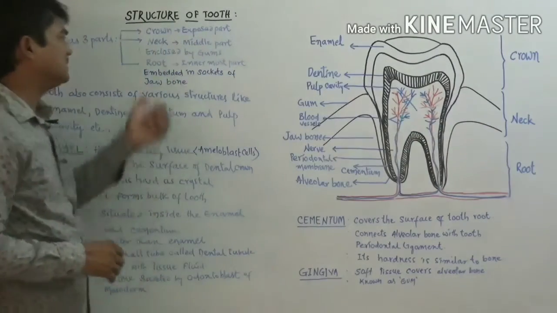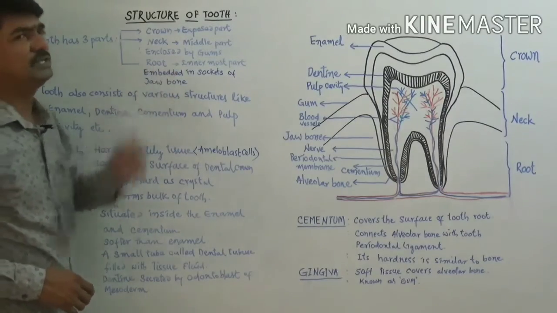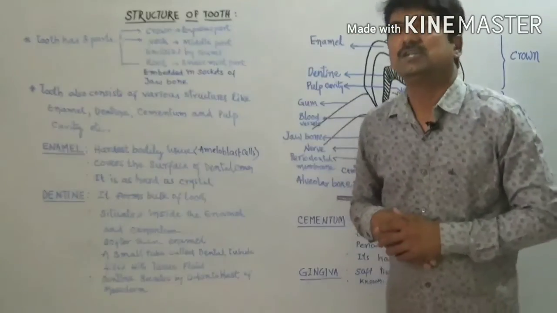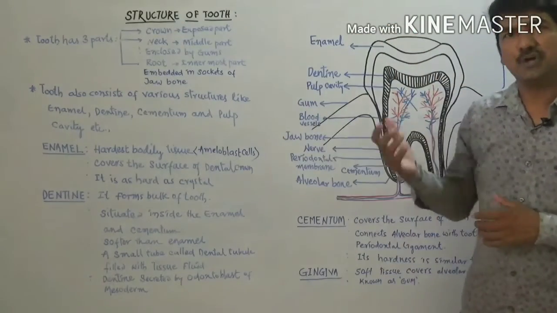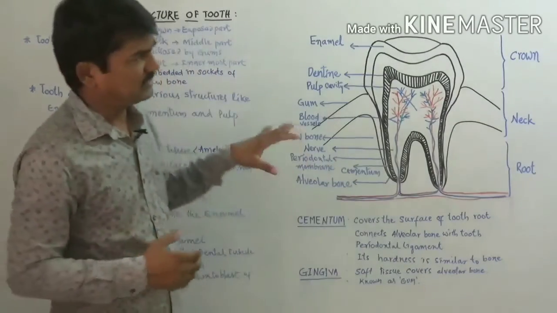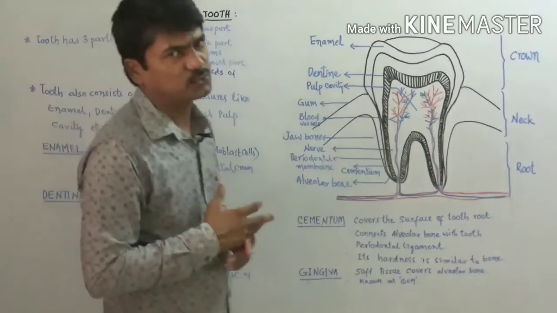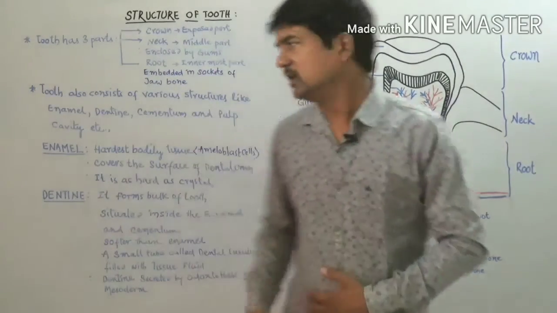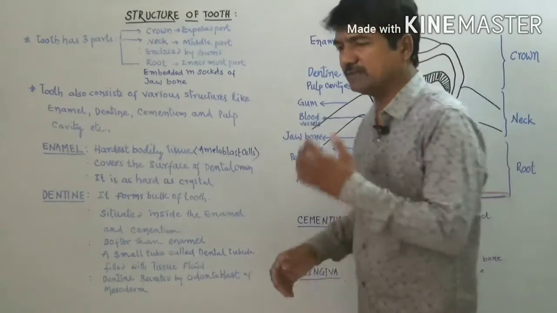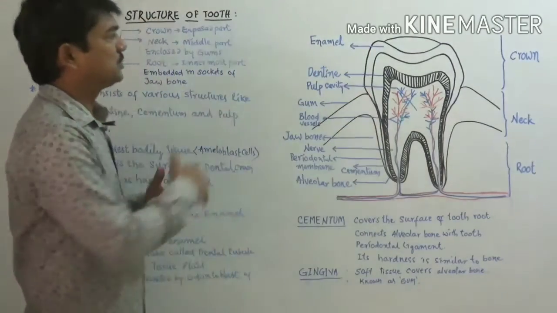The third part, which is also known as the posterior part, is called the root. The root is the innermost part of the tooth, which is embedded in the sockets of the jawbone. This is how we can identify the tooth structure. Along with these, some other characters are also identified, like enamel, dentine, cementum, and the pulp cavity.